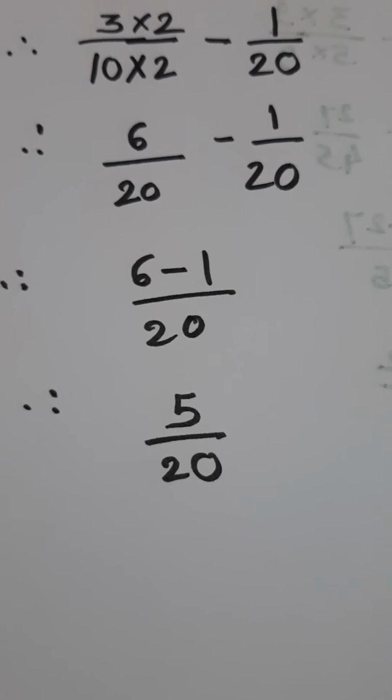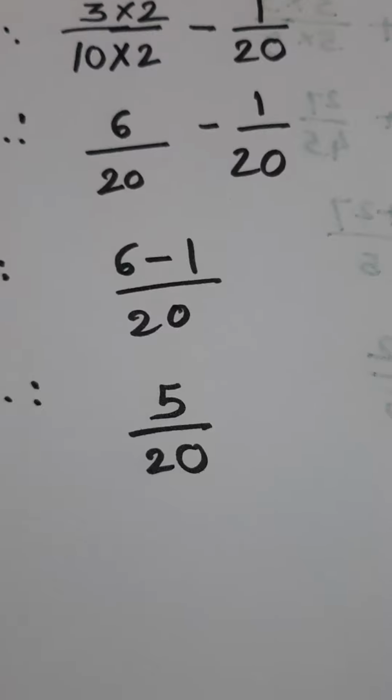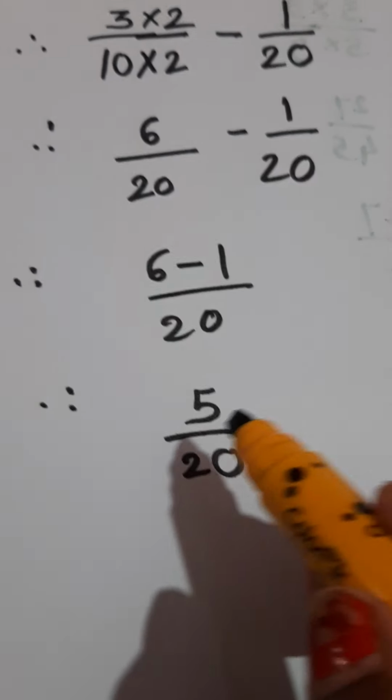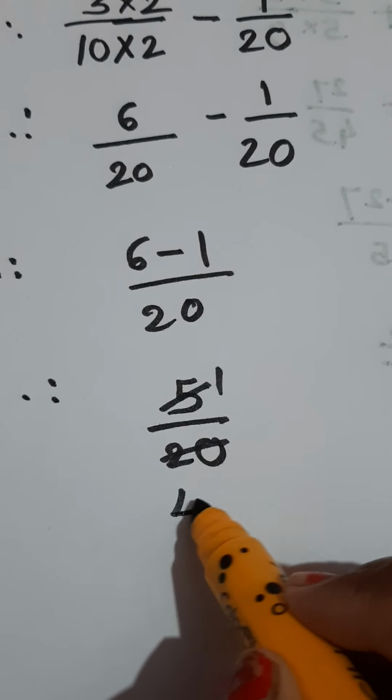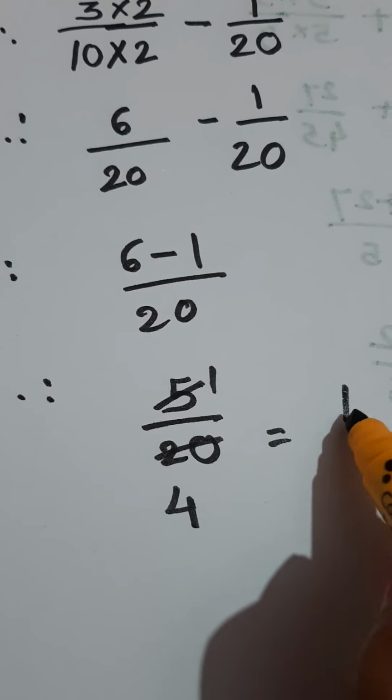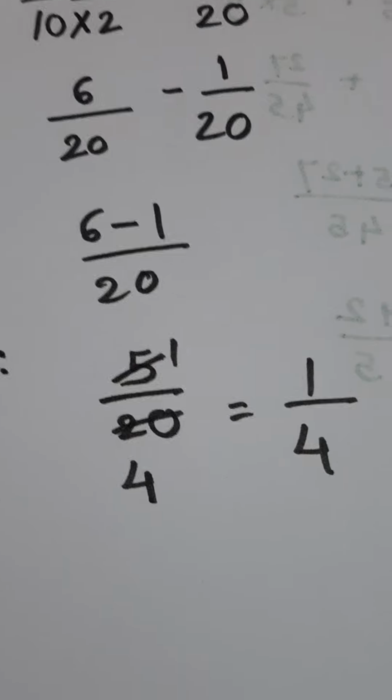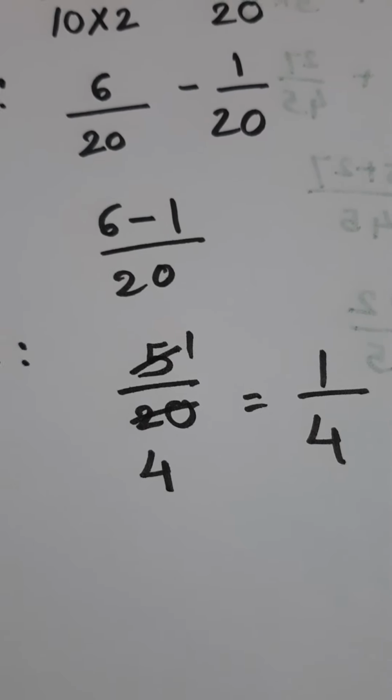5 and 20 are from the same table. 20 is present in 5's table. So here you can reduce the fraction also. 5 ones are 5. 5 fours are 20. So your final answer is 1 upon 4. 5 upon 20 is the answer.